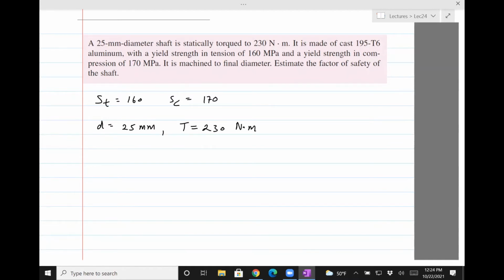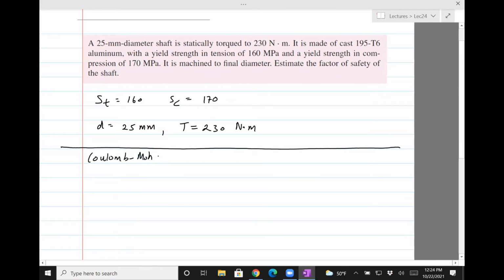Okay, so what do we know about Coulomb-Mohr theory for a torque loading condition? I talked about factor of safety last time. So this is Coulomb-Mohr theory. Let's see what we want to compute, and then we'll figure out what other formulas we need.